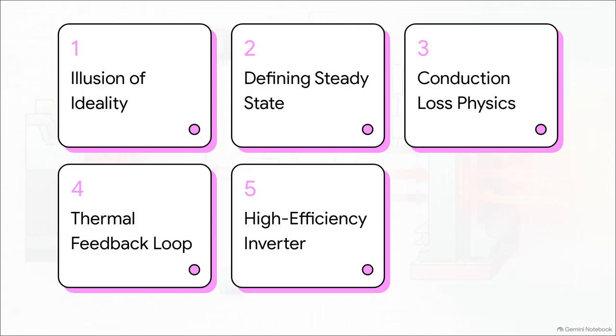Here is the roadmap for our explainer today. First, the illusion of ideality. Second, defining the steady state. Third, the physics of conduction loss. Fourth, the thermal feedback loop. And finally, number 5, engineering high-efficiency inverters. All right, let's get to work.